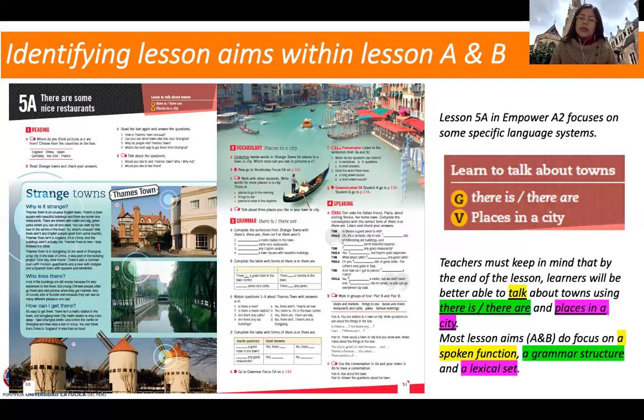Most lesson aims in lessons A and B do focus on a spoken function. There is a function, which is to talk about, to describe, to compare, to contrast. There is a grammar structure, in this case there is, there are, and there is a lexical set, in this case places in a city. Most lessons in the Empower series do that. That's important to remember. Don't forget the 3 requirements to have a successful lesson aim: function, grammar point, and lexical set.